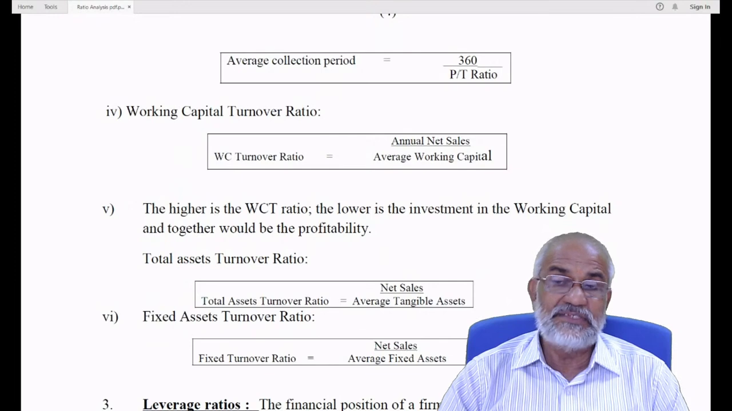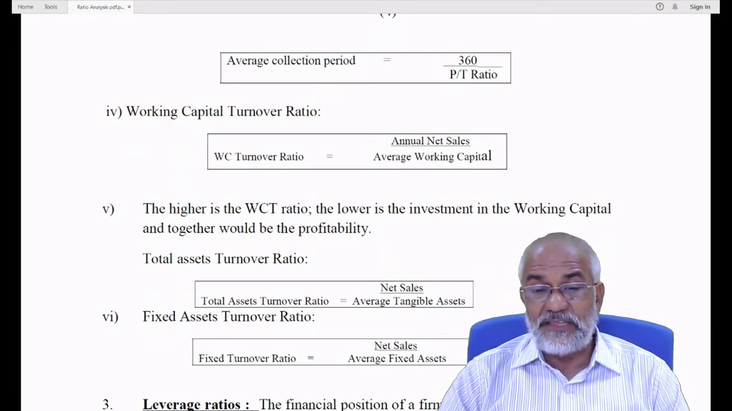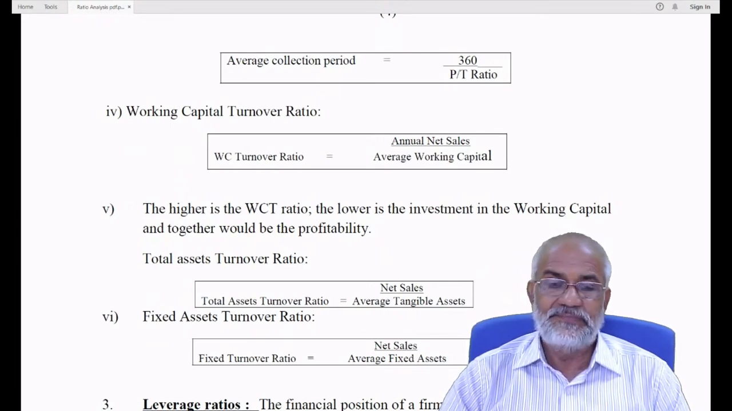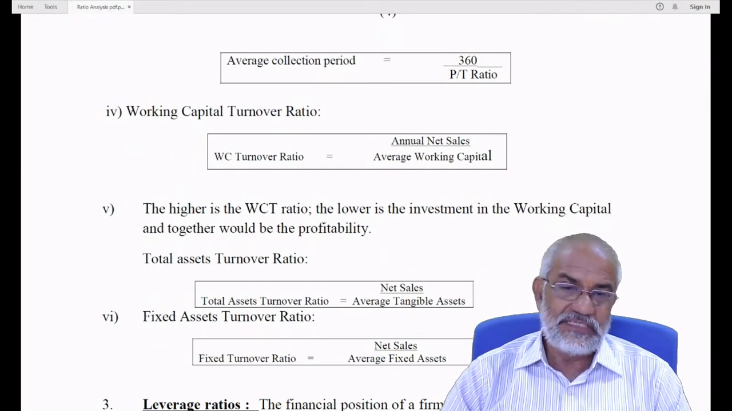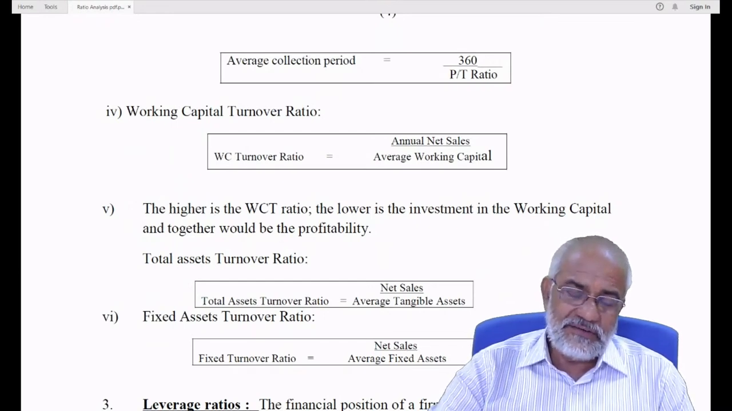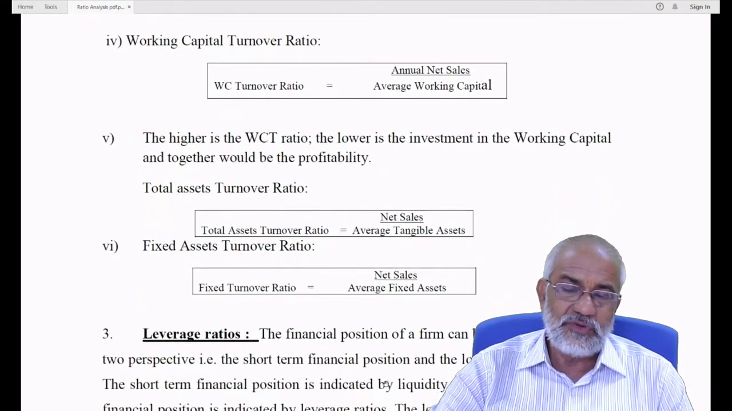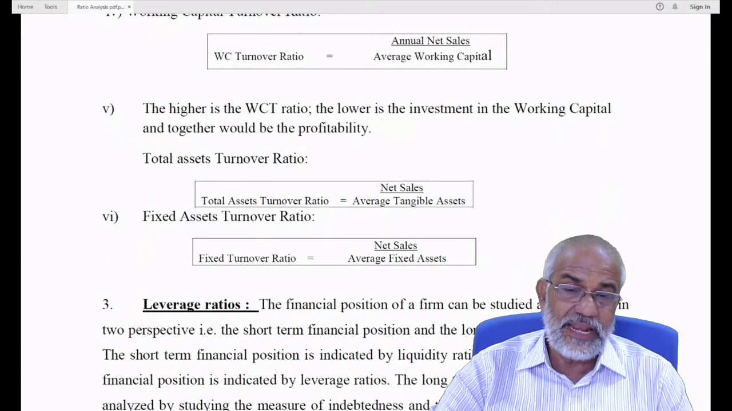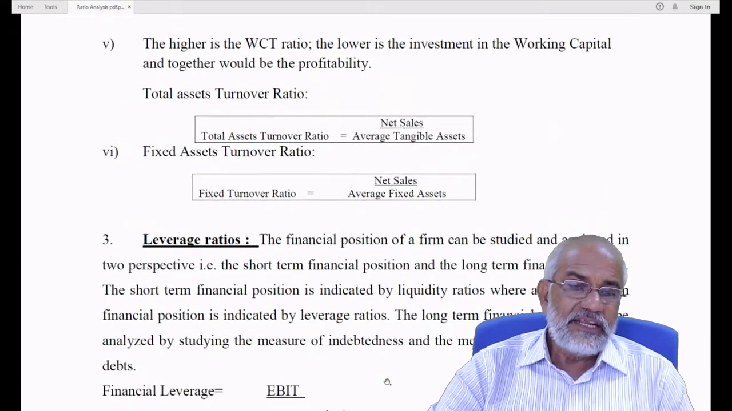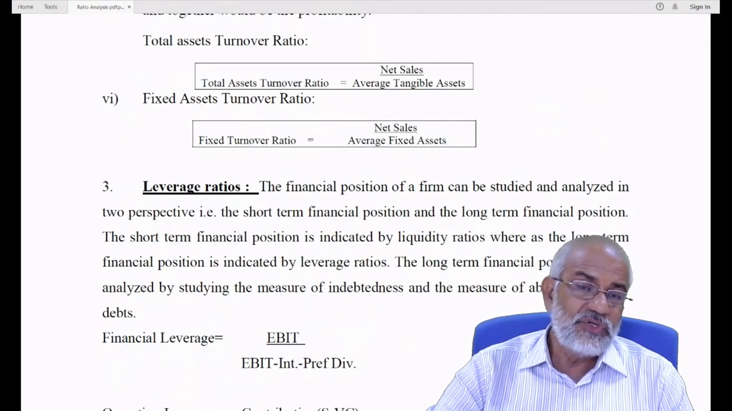And average fixed assets means fixed assets at the beginning plus fixed assets at the end, the whole divided by two. So when the net sales is divided by the average fixed assets, the result would be the fixed assets turnover ratio. So these are the 6 ratios under the turnover category, otherwise called the activity ratios of the organization.